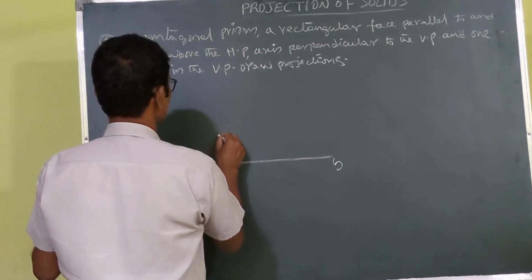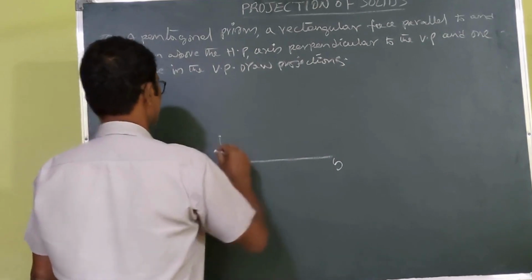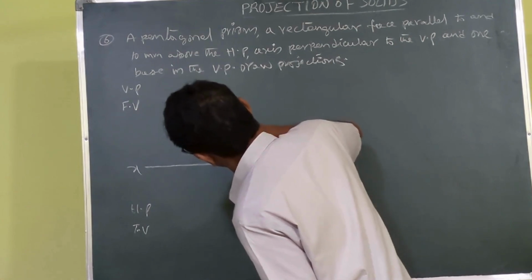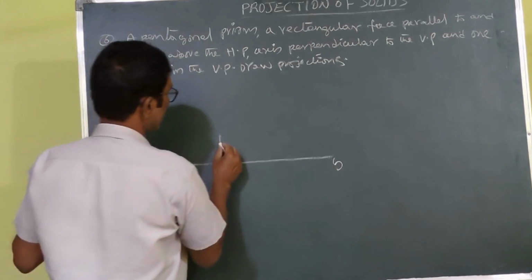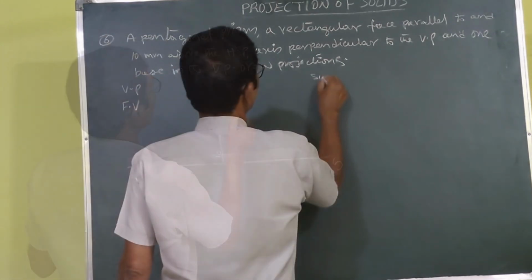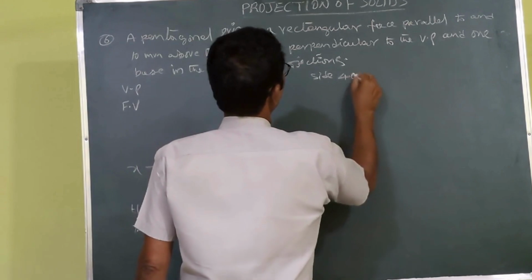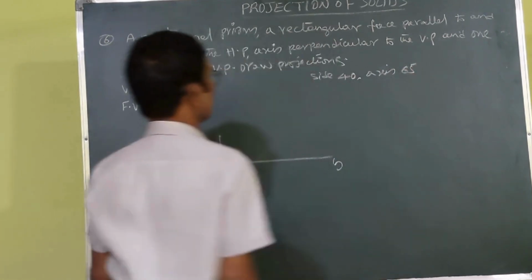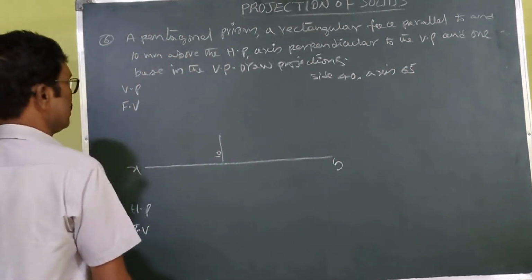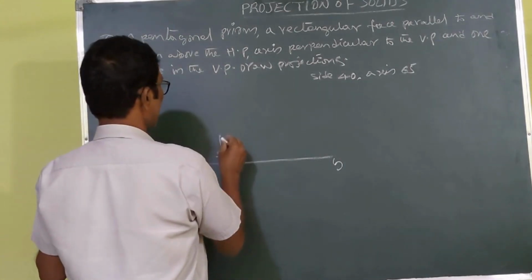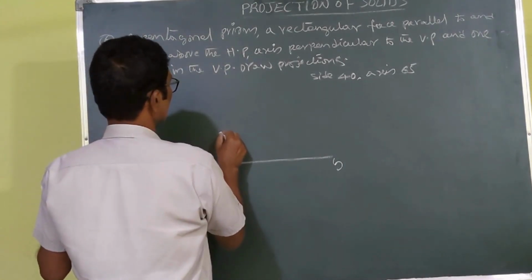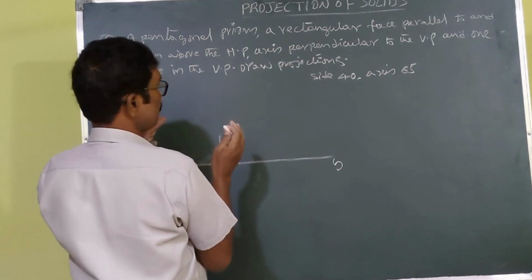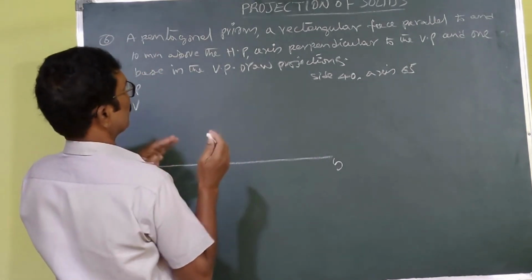Vertical line. You look at the point 10 mm. Is the 10 mm above the HP. Here pentagon 40, axis 65. Okay, these are the dimensions. Here, this is the 10 mm above HP. One face is parallel to HP.